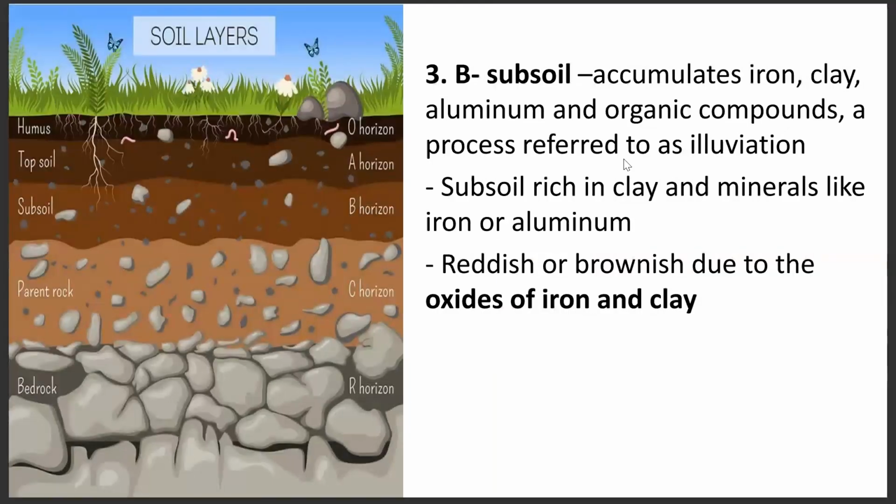The next layer would be the B, which is known as the subsoil. So this is the subsoil, the B horizon. It accumulates iron, clay, aluminum, and organic compounds, a process referred to as illuviation. The subsoil is rich in clay and minerals like iron or aluminum, reddish or brownish due to the oxides of iron and clay. So as you can see, the color is quite different from the other layers. Particularly in the subsoil, it is rich in iron and clay. That's why it gives a reddish brown color.